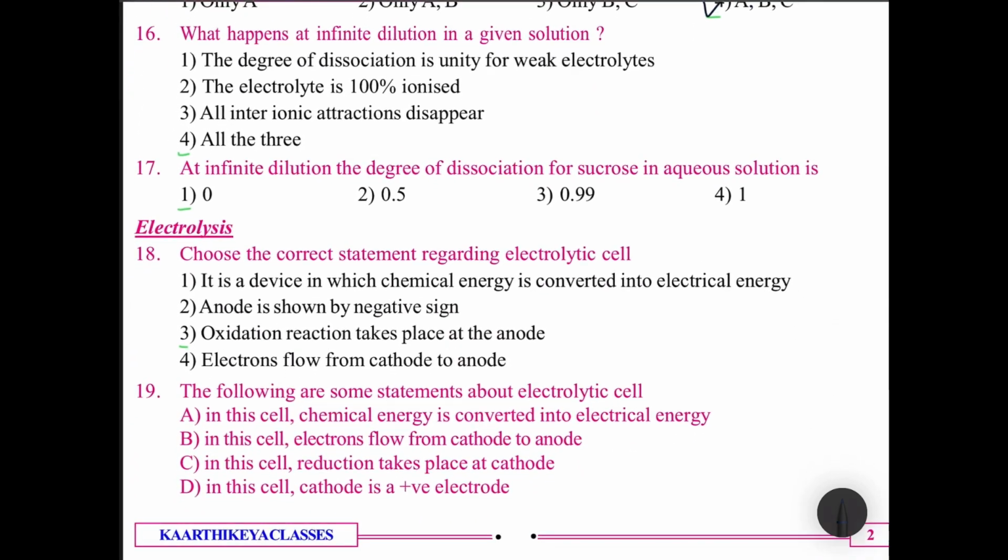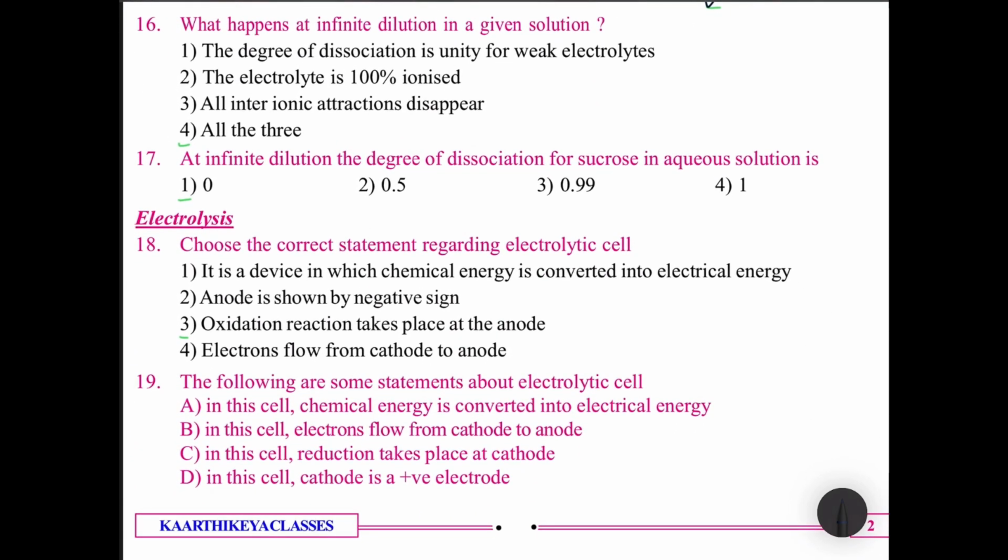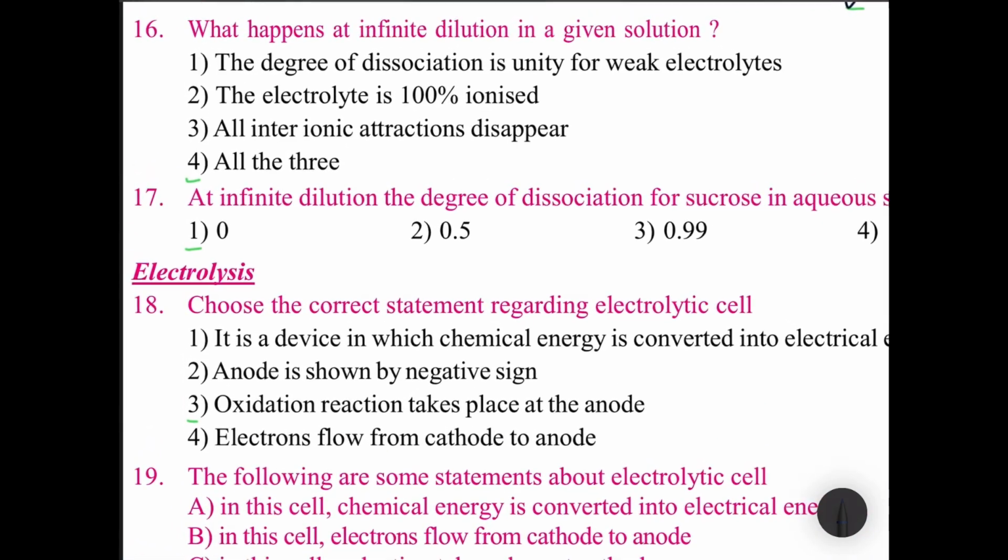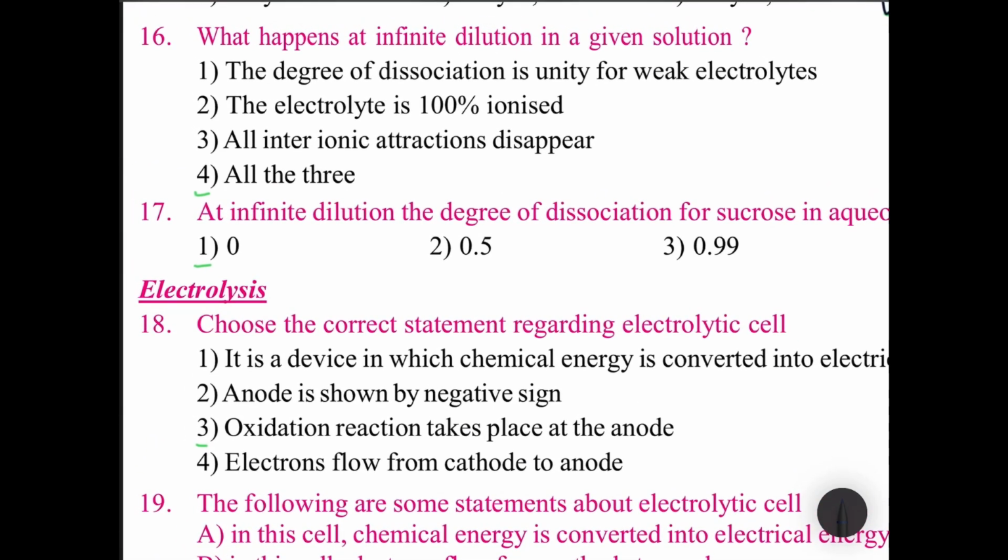What happens at infinite dilution in a given solution? The degree of dissociation is unity for weak electrolytes. At infinite dilution, yes, everything is done. That means all ions are almost out. So this is a right statement. The electrolytes are 100% ionized. Right statement. All inter-ionic attractions disappear. Then only they go away. So all these are true.